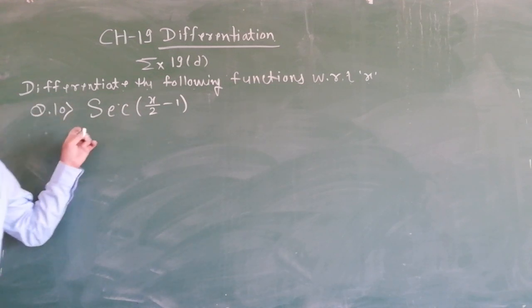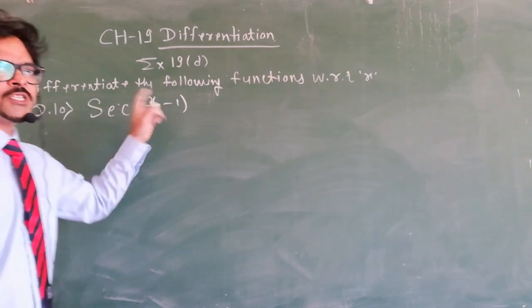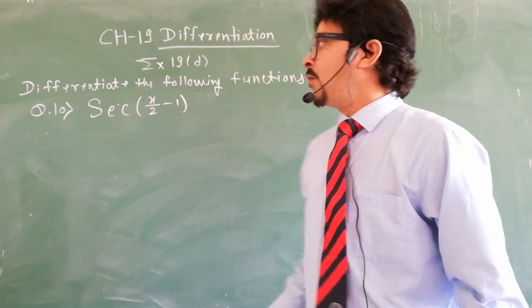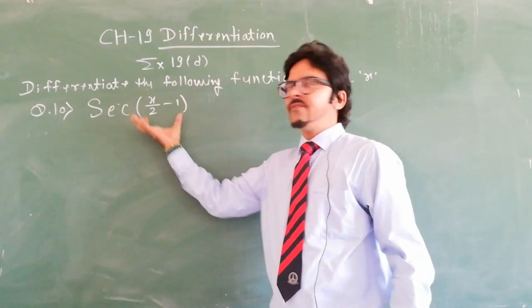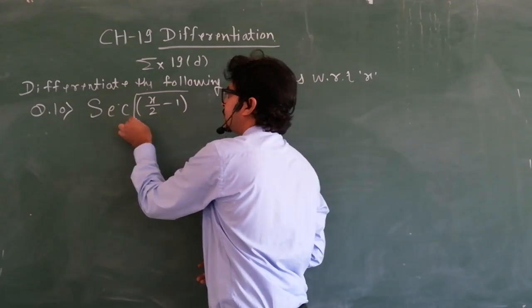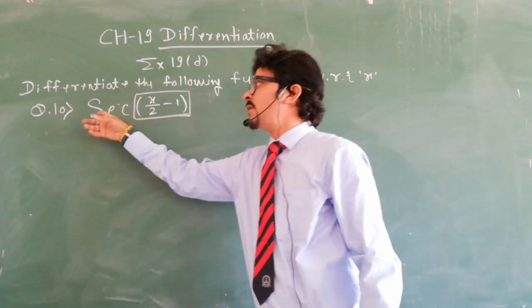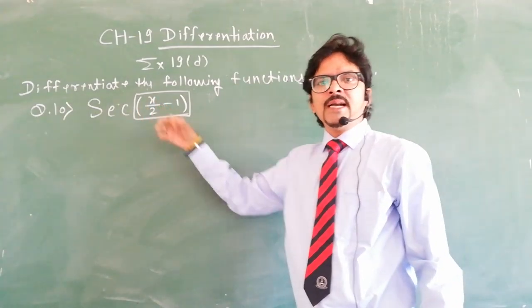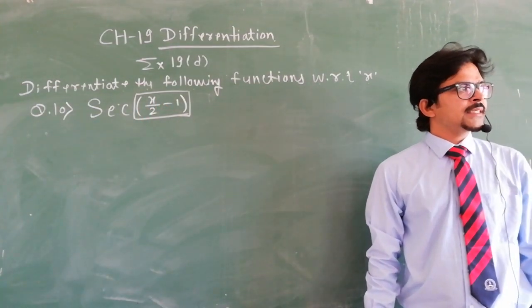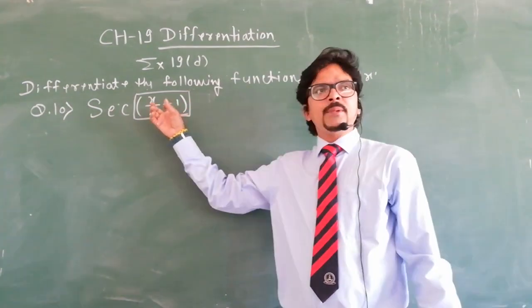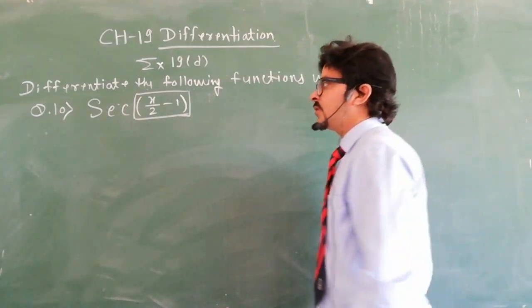Question number 10. The given function is sec(x/2 - 1). Now again we know that in place of x, the given function is x by 2 minus 1. So we'll suppose this is sec x. As we know that the derivative of sec x is sec x into tan x. Is that clear? So we need to just replace this term in place of x. Okay, so let us see.